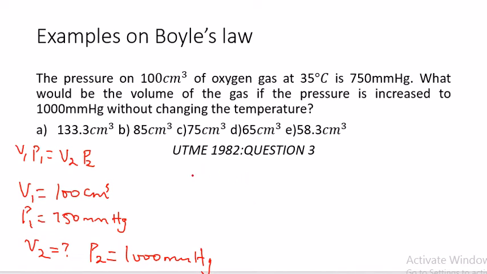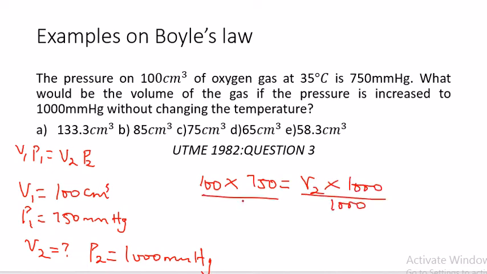And this is what you have. Substitute your value in the equation. You have 100 times 750 equals your V2 times 1000. Of course, you divide both sides by 1000. Your V2 would be 75 centimeter cube. Option C is right.